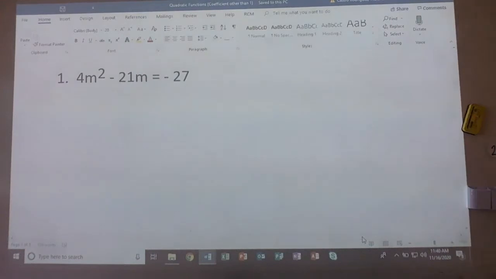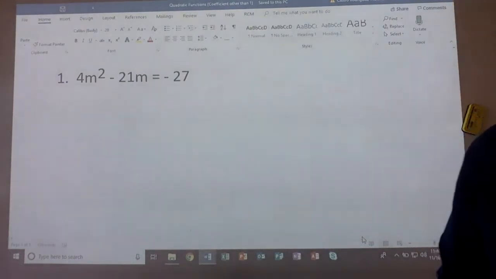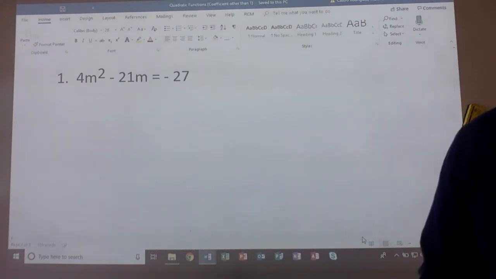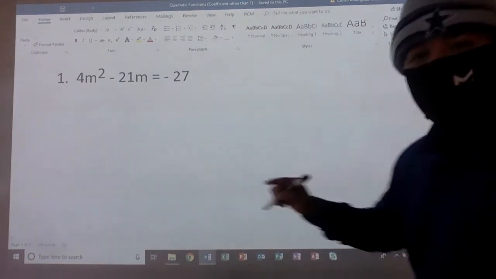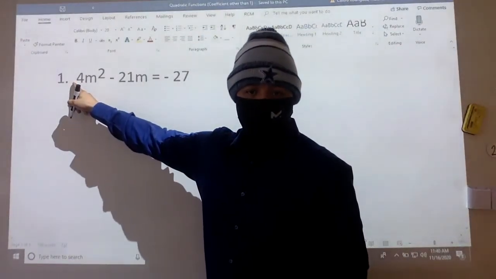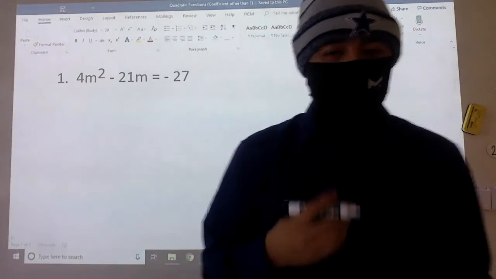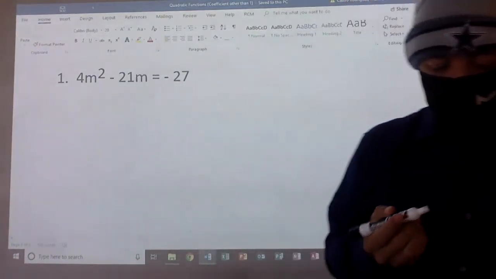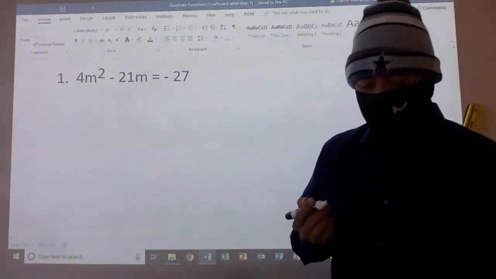Today's lesson is a continuation of what I did on the first lesson with quadratics. The only difference from the previous one is that there I had a coefficient of 1. Now it will be a 4. The process is still the same, but it has a little bit of a difference. So here we go. Remember, it needs to be in this standard form.